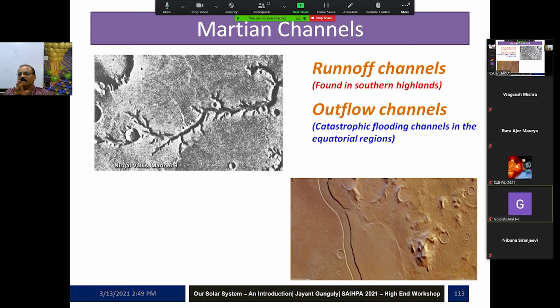Runoff channels are mostly found in the southern highlands, and the outflow channels, which are mostly like watermarks, look like something that has had water flowing through it, perhaps due to heavy flooding. These have been found in the equatorial region.